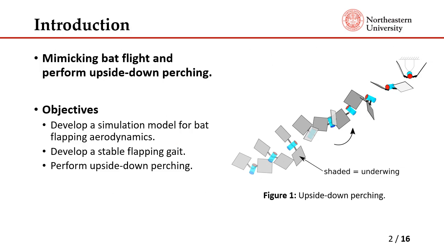Our lab, Silicon Synapse Laboratories, works primarily in bio-inspired robotics. In this work in particular, we're trying to mimic bat flapping dynamics, trying to create a robot capable of mimicking bat flight. We're trying to create a simulation model where we can simulate the bat flapping behavior. We're going to model the aerodynamics, and then perform this upside down perching maneuver, which is something that bats commonly do when they're trying to rest.